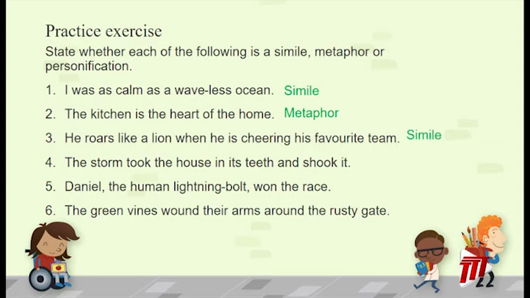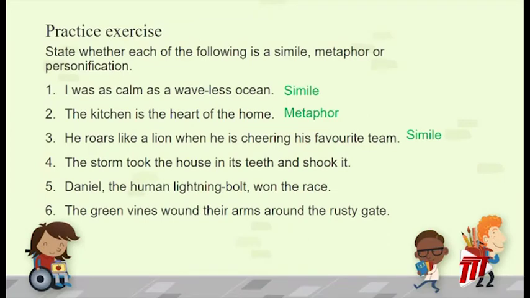Because it's a comparison using the word like, this is a simile. The storm took the house in its teeth and shook it. Storms don't generally have teeth, but humans do. Because the storm is given human-like qualities, then you guessed it correct. This is an example of personification. Daniel, the human lightning bolt, won the race. Daniel is being compared to a lightning bolt. Lightning bolts normally flash very quickly. Daniel's movement during the race is compared to the flashing of the lightning bolt. Because we have a comparison here without using as or like, this would be an example of a metaphor.